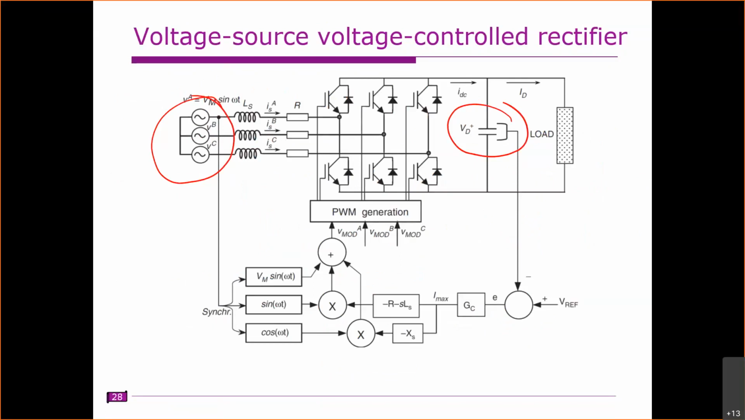If you compare these two methods, the current control method and this voltage control method, the drawback with the voltage control method is that it is parameter sensitive. The performance, the modulating signal magnitude and its frequency, depends on these parameters, especially these line parameters, that is, this resistance R and L.